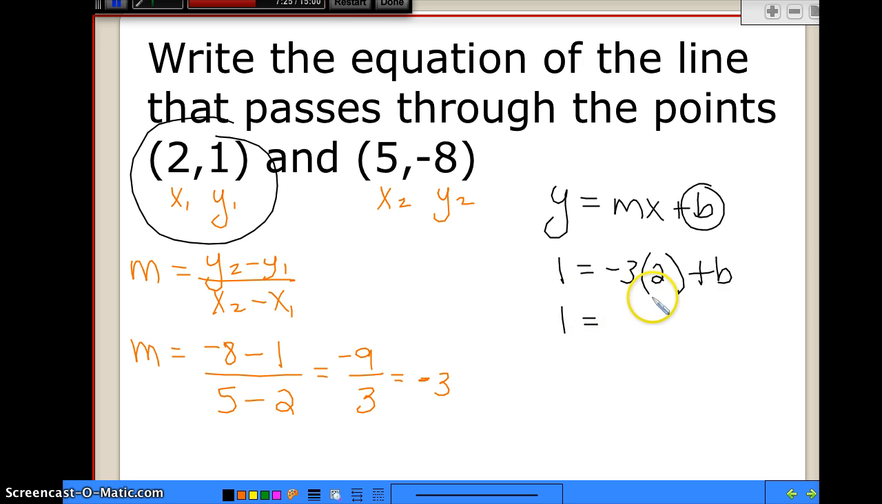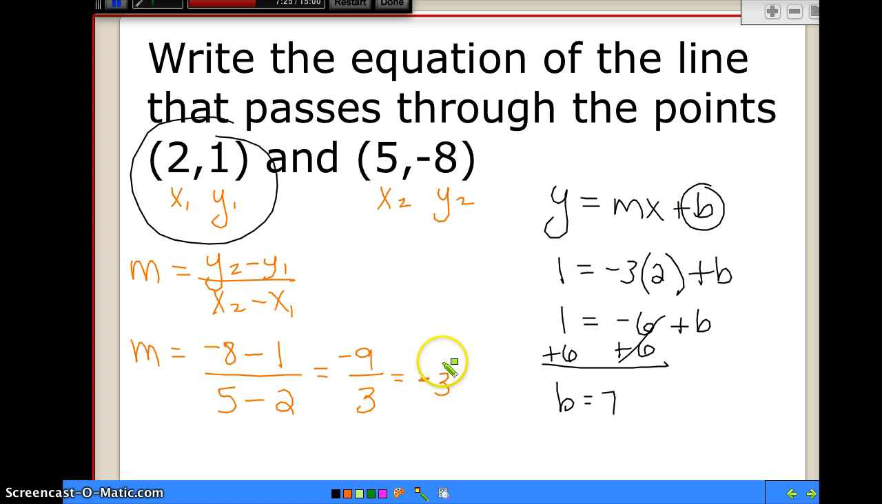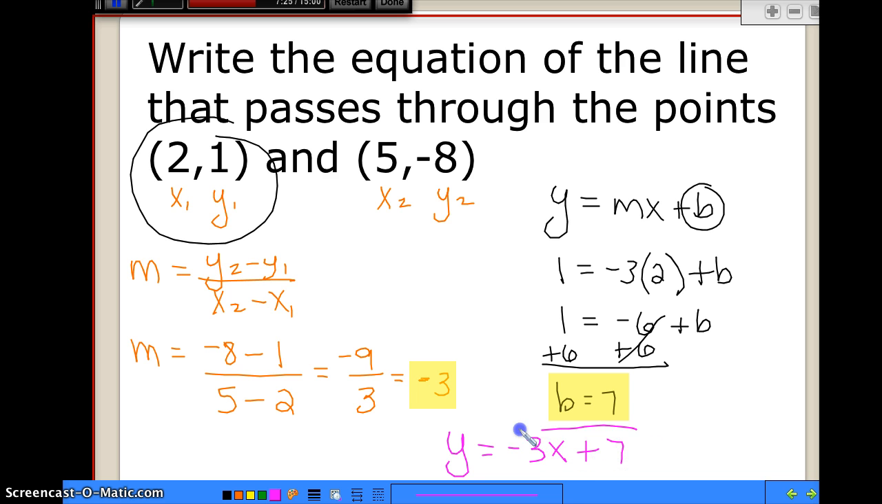And simplify and then solve for b. -3 times 2 is -6. Add 6 to both sides. And I get b is equal to 7. Now I have enough information to write the equation of my line. I've got my m and I've got my b. So y is equal to mx plus b. There's the equation of the line that connects these 2 points.